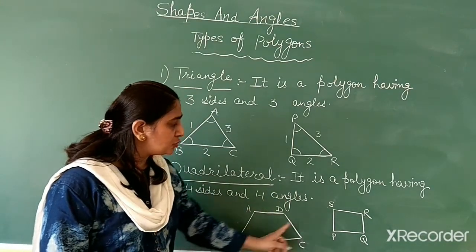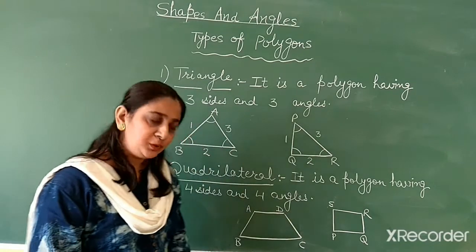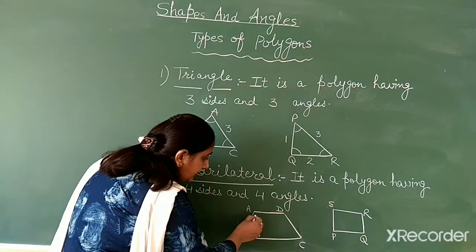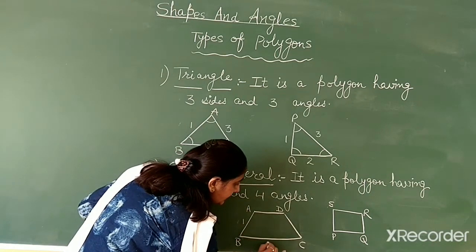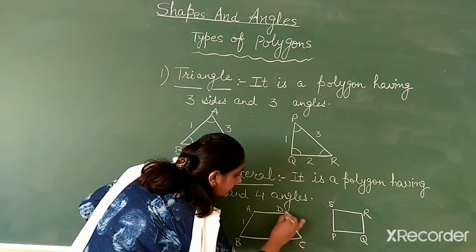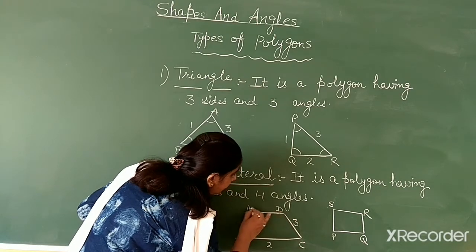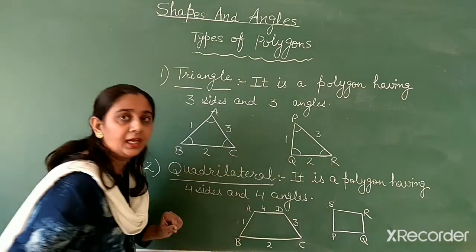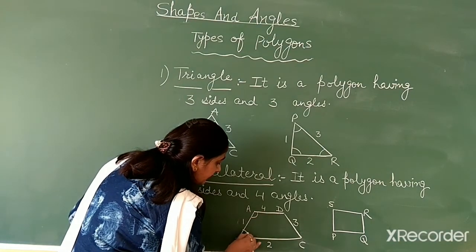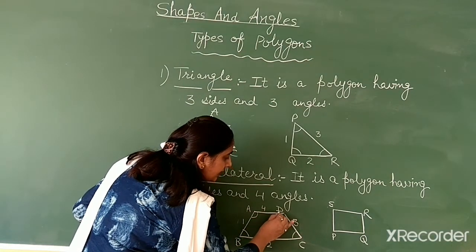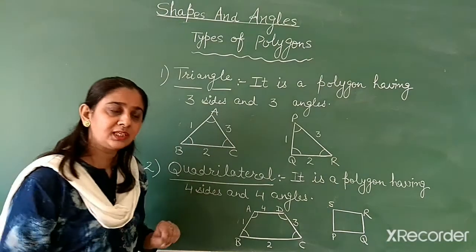Now here I have drawn 2 quadrilaterals in front of you. So in this quadrilateral, AB is the first side, BC is the second side, CD is the third side and DA is the fourth side. And now we will mark angles in this. This is first angle, this is second angle, this is third angle, this is fourth angle.